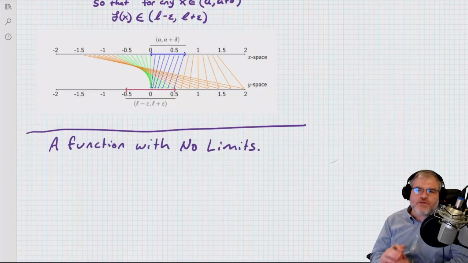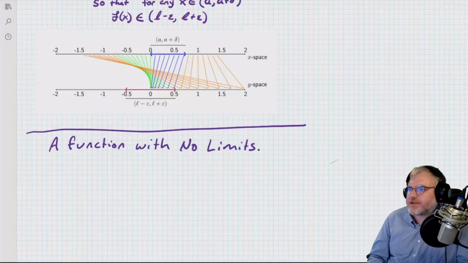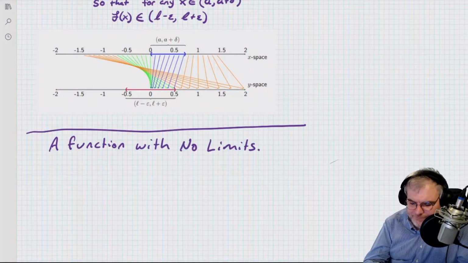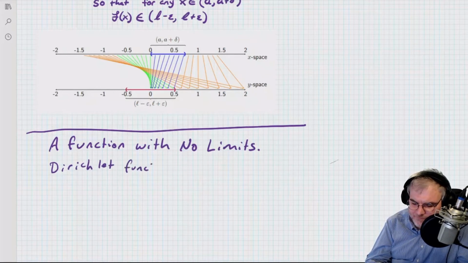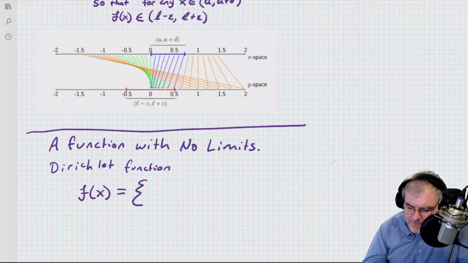Let's do a function that has limits nowhere. This is called the Dirichlet function, after our guy at the top here. Dirichlet, sorry. So I'm going to let f of x equal 1 if x is rational, and 0 otherwise.